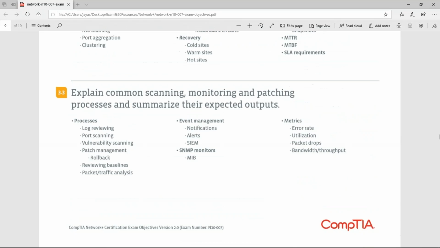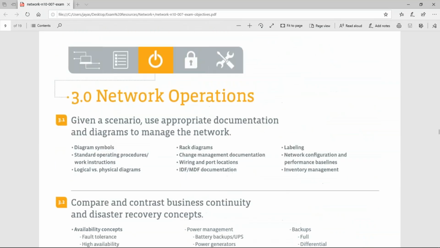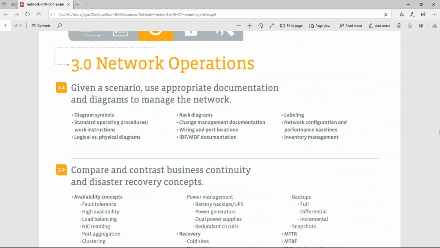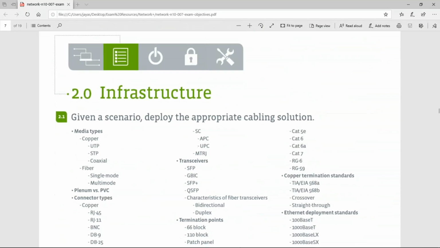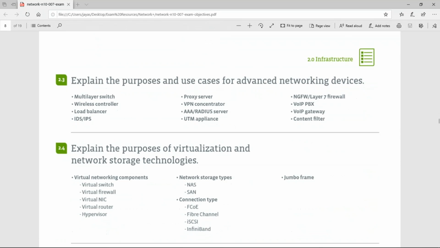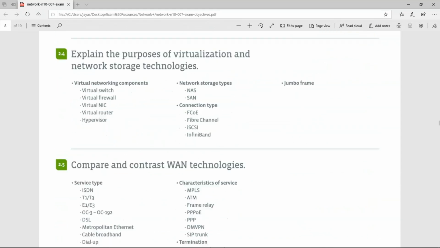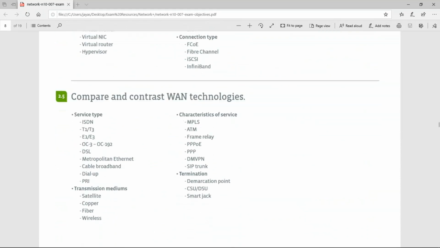So, I don't even know where that is. It should be under operations, right? What's up here? This is infrastructure. It should be here. Am I coming through now? Yeah, I can hear you.